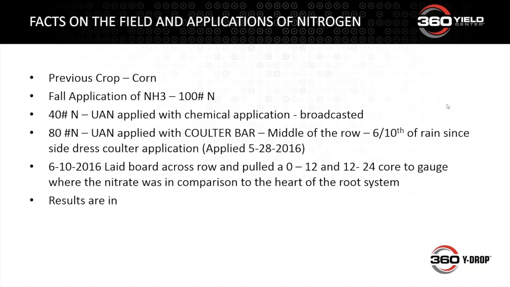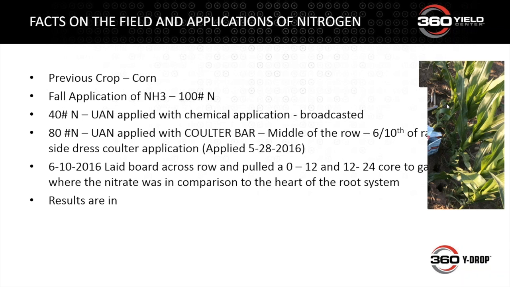So I laid the board down across the row. I had no idea what I would find. I did not know where the anhydrous mark was. The beautiful thing about Soil Scan is it starts to paint a picture of what we assumed before. So I pulled the 0 to 12 and 12 to 24 core to gauge where that nitrate was in comparison to the root system. And so here are the results.